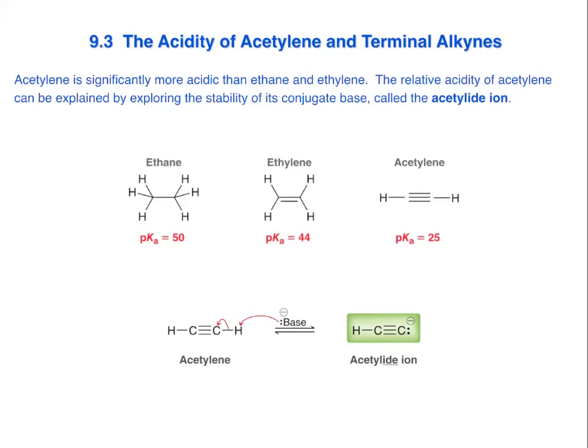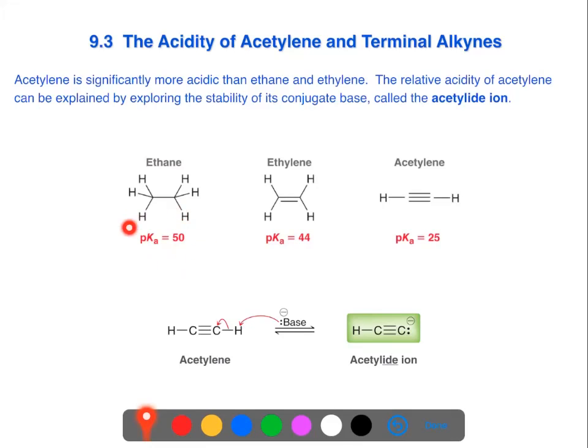As you can see in this figure, the pKa of ethene is 50, whereas the pKa of ethyne is 25. So that difference of 25 in a log scale is a 10 to the 25 difference in acidity. And so there's some significant stability associated with the acetylide ion relative to that of an alkanide ion.